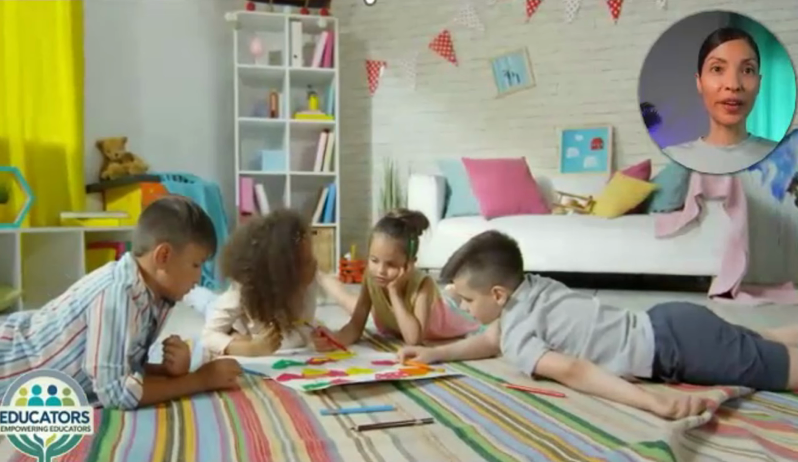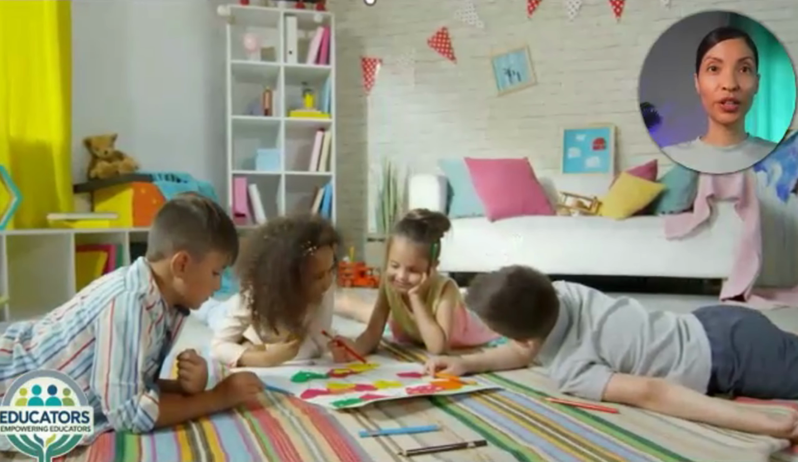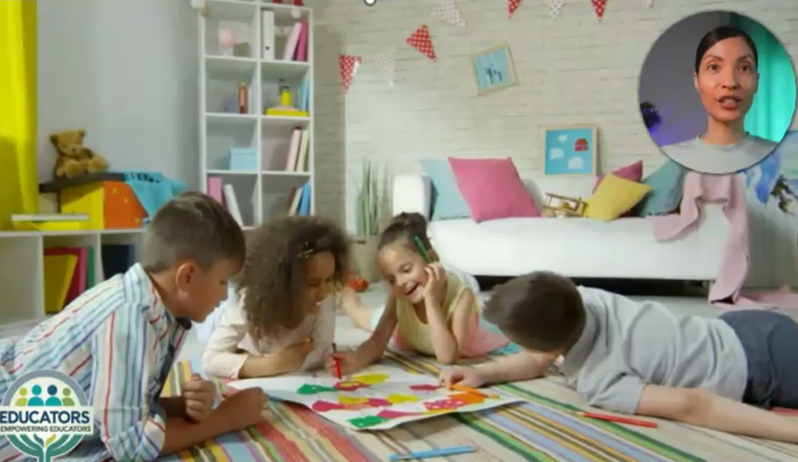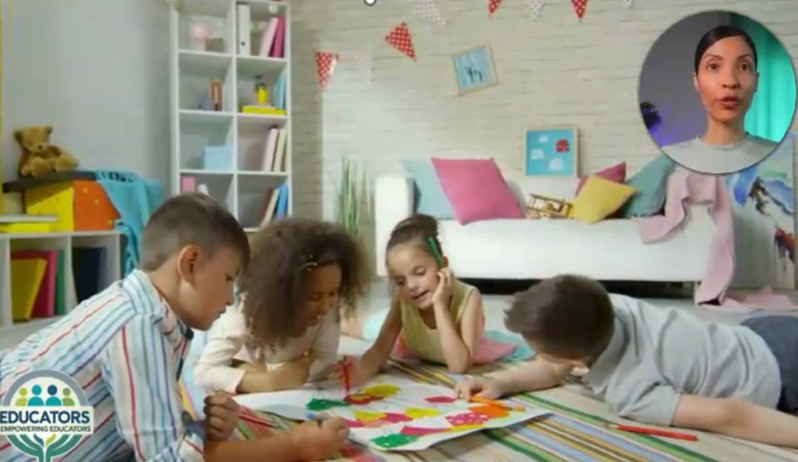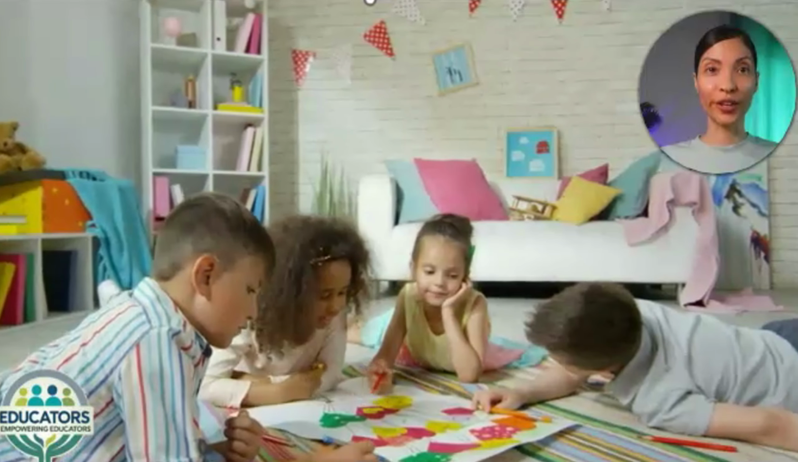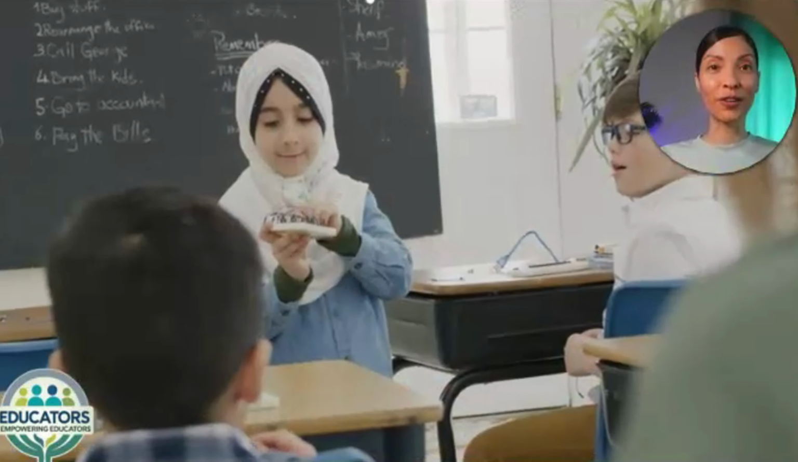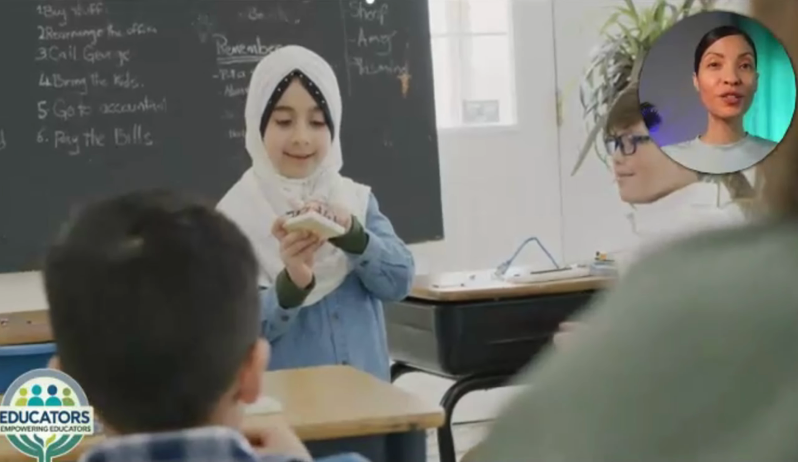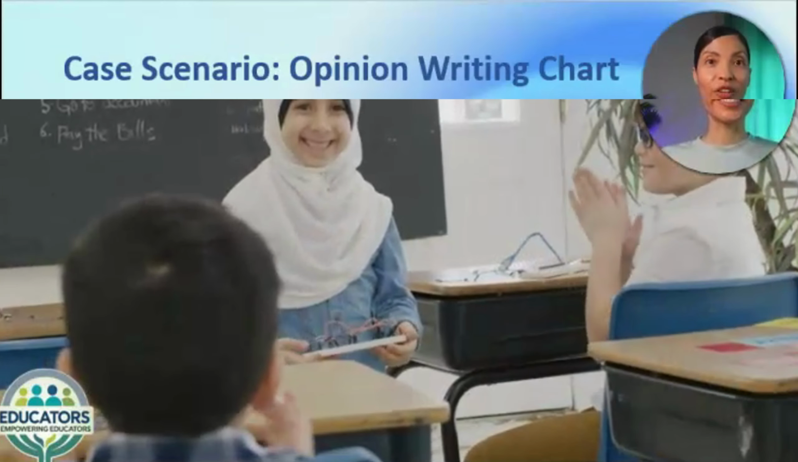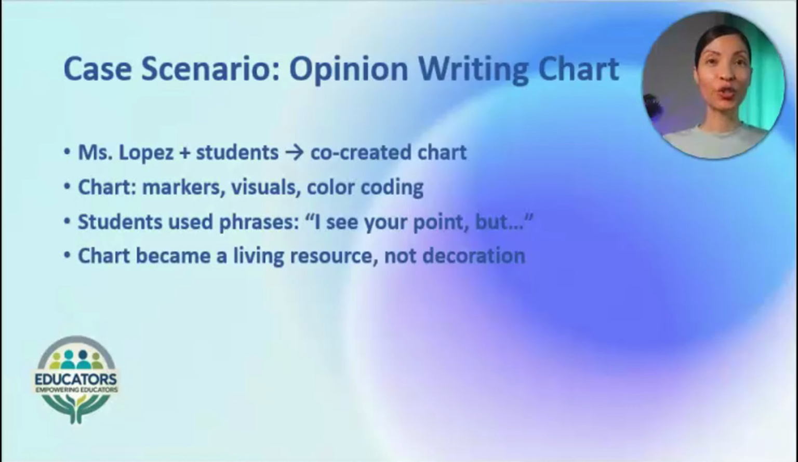I once worked with Ms. Lopez, a 5th grade teacher who was introducing opinion writing. Instead of handing out sentence frames, she co-created an anchor chart with her students called Ways to Agree or Disagree. The chart wasn't fancy, just markers, visuals, and color coding, but because the students helped build it, they actually used it. Within a week, I heard her EAL students trying out phrases like, "I see your point, but," or "another way to look at this is," during discussions. What I loved most was that the charts didn't just sit on the walls as decoration. It became a living resource that students leaned on in real time to grow their academic language.